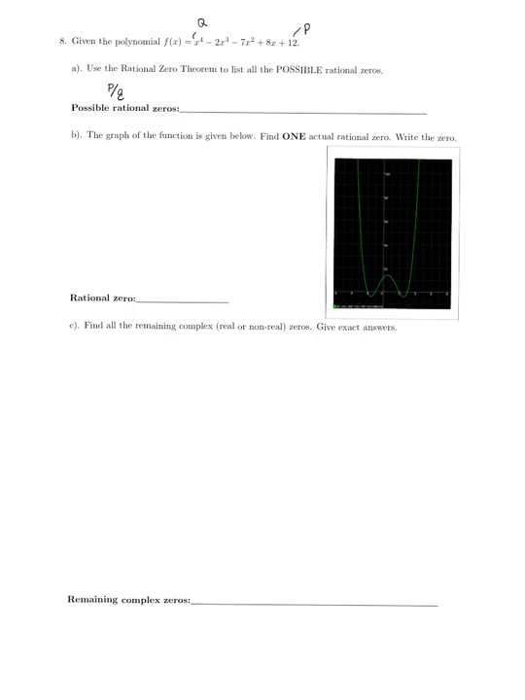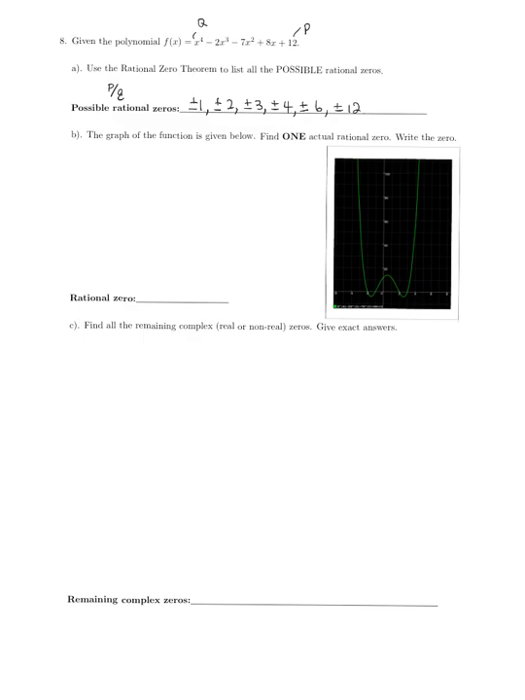So let's go with the p over q's then. What's going to divide p would be plus or minus 1, plus or minus 2, plus or minus 3, plus or minus 4, plus or minus 6, plus or minus 12. All right, so that's all the possible rational zeros. Now, let's go with part B. The graph of the function is given below. Find one actual rational zero.